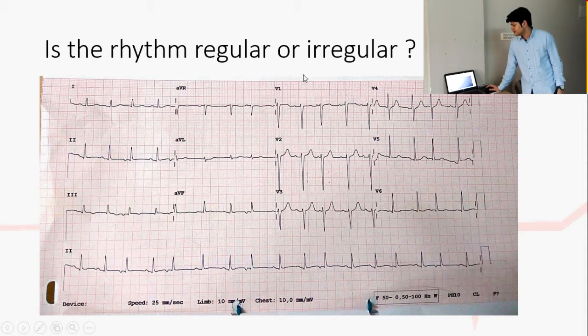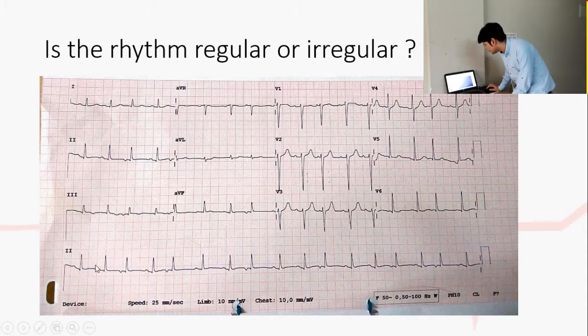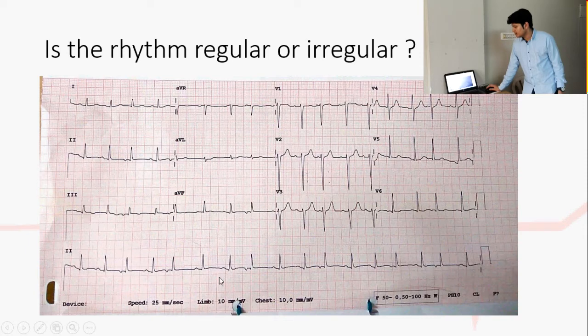Okay. The question is, is the rhythm regular or irregular? So let's focus on the RR interval here. If you see the RR interval here, 1, 2, 3, then 1, 2 and a half, 1, 2, 3. 1, 2, here again 1, 2, 3. So your RR interval is varying here. Okay, so what was our next step when the RR interval is varying and the rhythm is irregular? The next step is to look for the P wave.